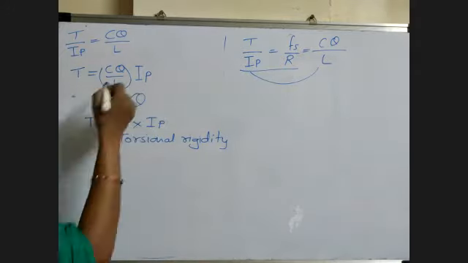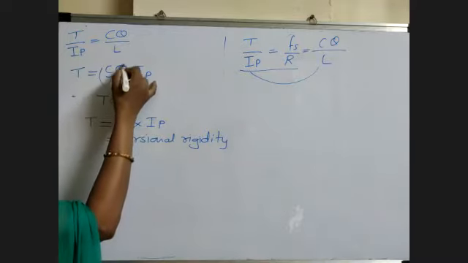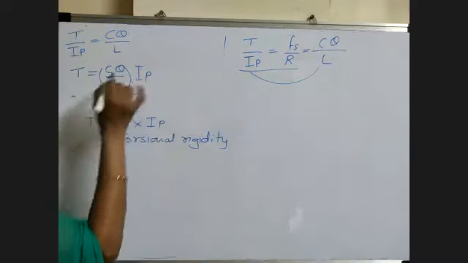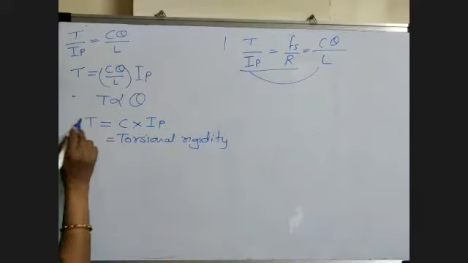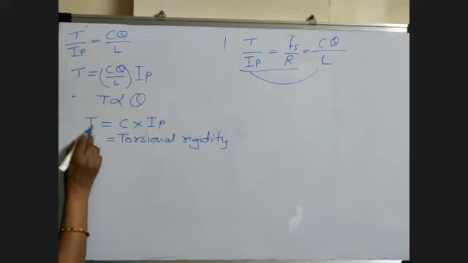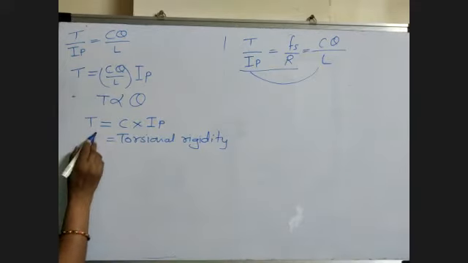What did we do here? L and theta we consider unity. So T is equal to C into Ip. And this term is called torsional rigidity. And what is the definition of this? Torsional rigidity is defined as the torque which produces an angle of twist of unit.